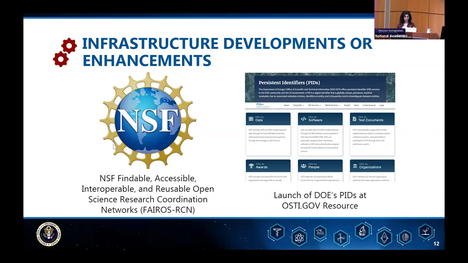The National Science Foundation also invested $12.5 million into their findable, accessible, interoperable, and reusable open science research coordination networks, or their FAROS RCN program. The cohort of 10 three-year multi-institutional projects kicked off in 2023 to build and enhance national coordination among the research community, including around standards development, big data infrastructure, data system connection, educational opportunities, and pathways for collaboration.